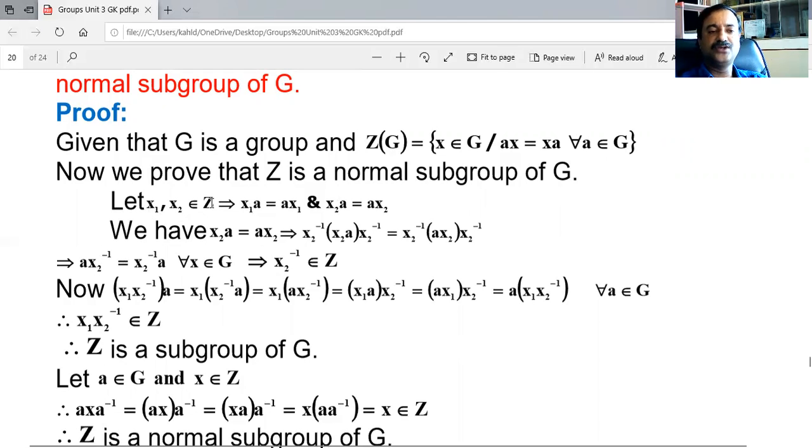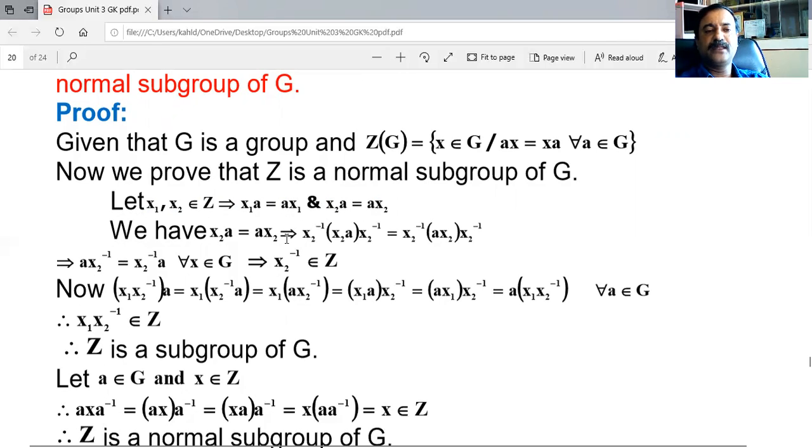And also x2 belongs to Z means x2 satisfies the abelian law with any element in G. I am taking that a is an element. That means x2 satisfies the abelian law with a, that means ax2 is equal to x2a. Okay, students, are you observing that? Right. Next, we have x2a is equal to ax2.